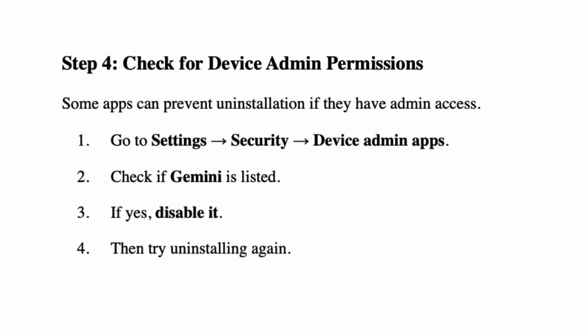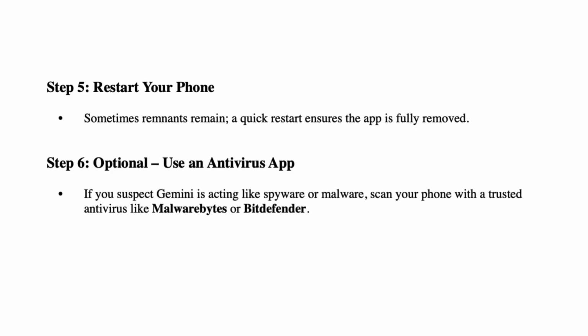Step 4. Check for device admin permissions. Some apps can prevent uninstallation if they have admin access. Go to Settings, Security, Device Admin Apps. Check if Gemini is listed. If yes, disable it, then try uninstalling again.